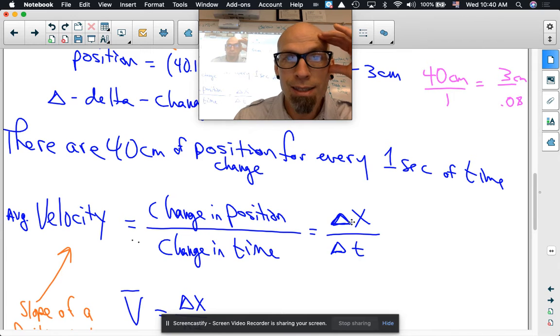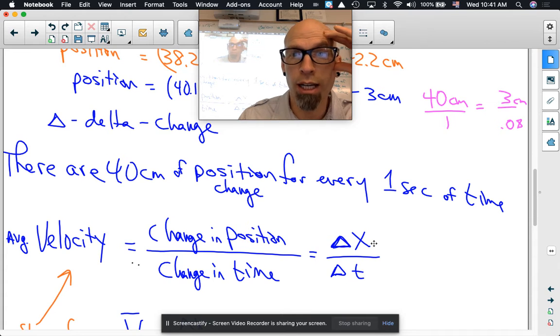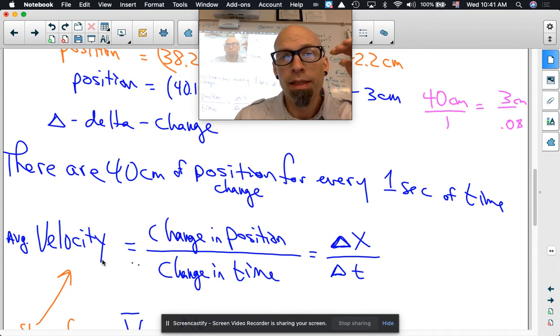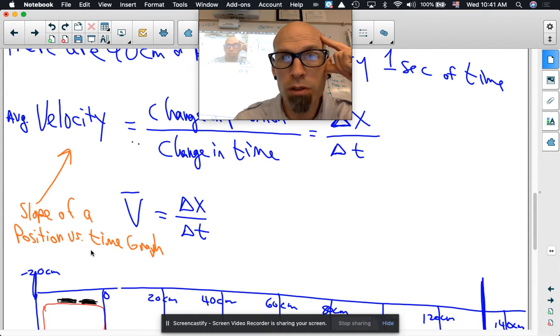The symbols we use for this, though, we have the Greek letter delta. Delta means change. It's a symbol we use for change. And we're talking about position in x. Okay, so delta x and delta t. That is what we call velocity, which is the slope of a position versus time graph.